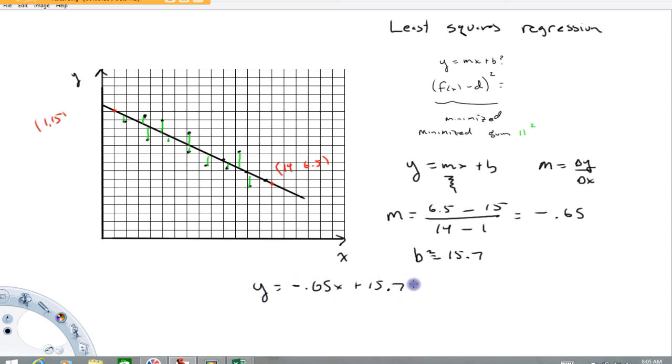So that's a little bit about least squares regression and how to find a regression line by hand. I hope that this video demonstrates how to do that for you.